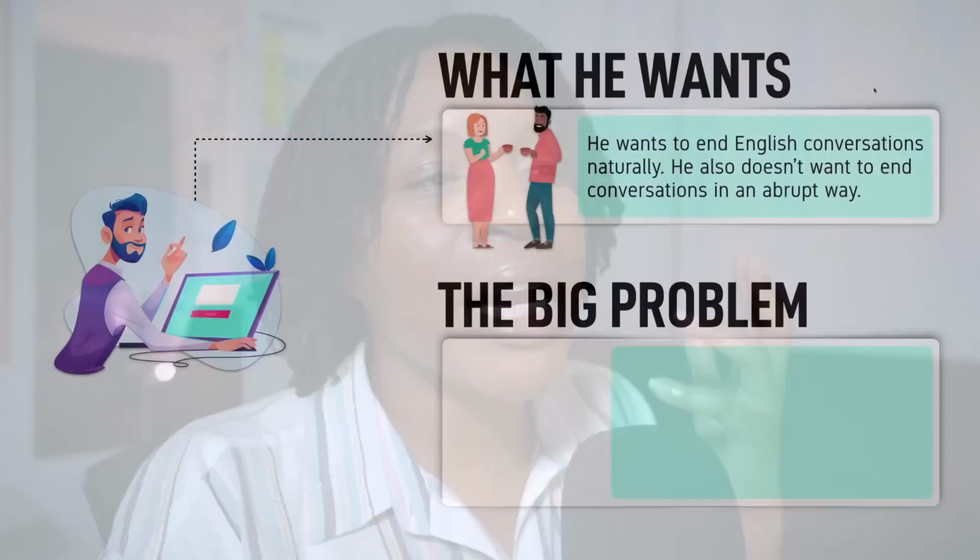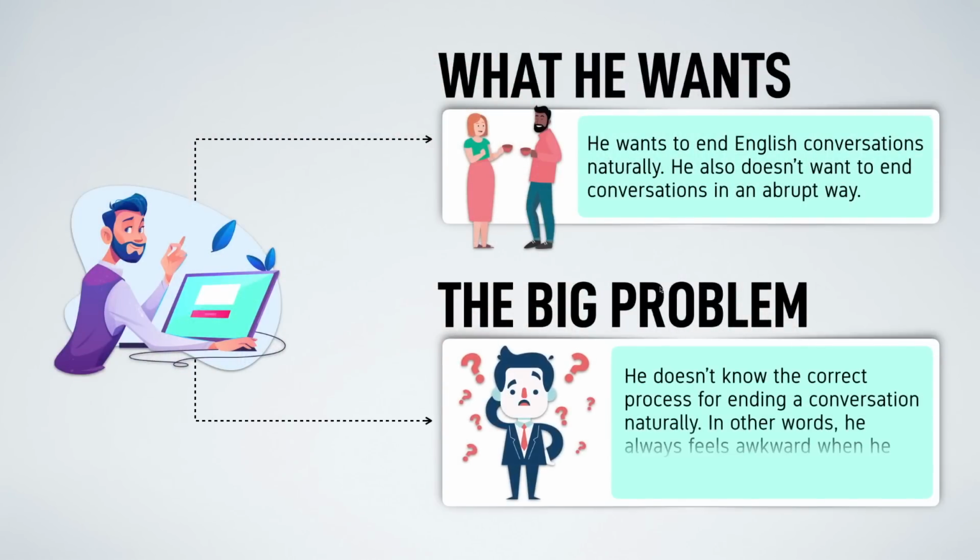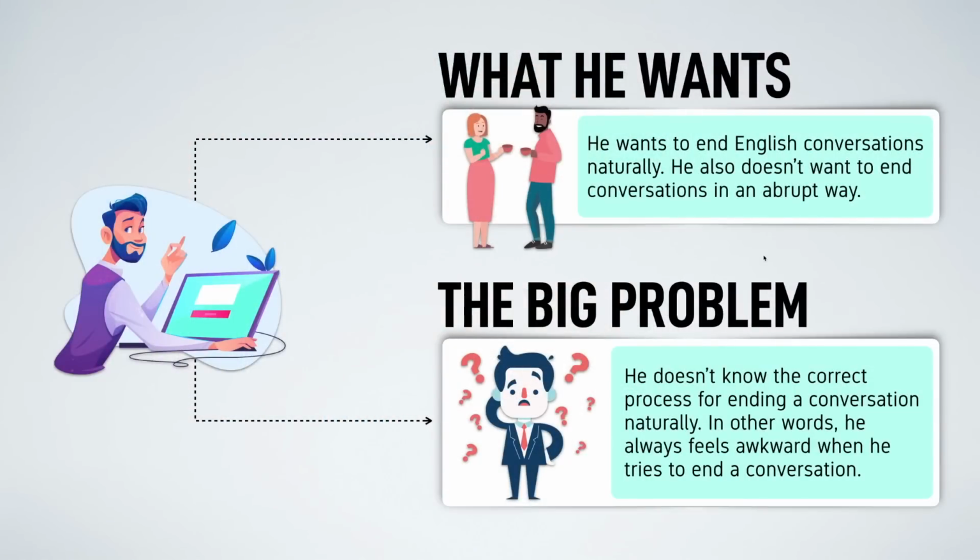You're having a good conversation, the meeting is going well, you've expressed what you need, and then crickets. And you say, bye. Very awkward and abrupt. Mike doesn't want to do that anymore. The problem he's experiencing is he doesn't know the correct process for ending a conversation naturally. That's right. There's a natural way to end a conversation and say goodbye in English, but Mike doesn't know. In other words, he always feels awkward when he tries to end a conversation.